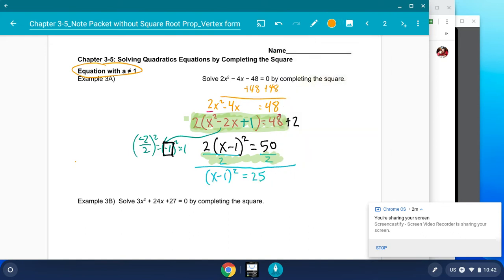And you would do your square root, and you would have x minus 1 equals 5, and x minus 1 equals negative 5. And then we'll solve. So plus 1, x is 6, plus 1, x is negative 4.